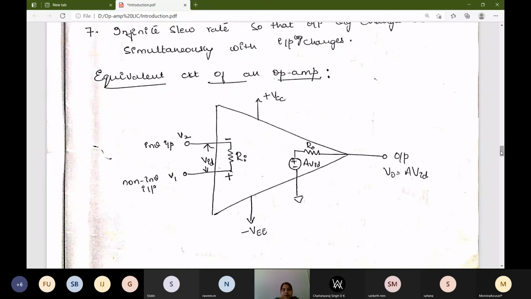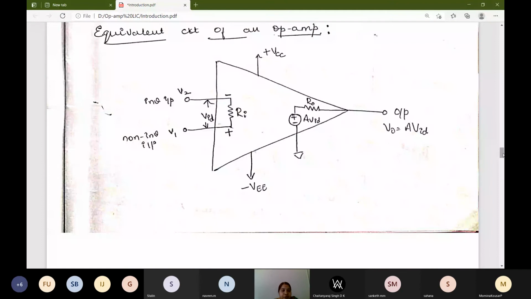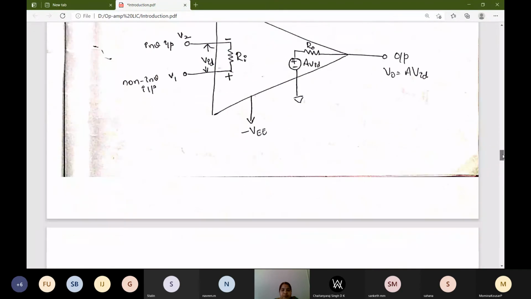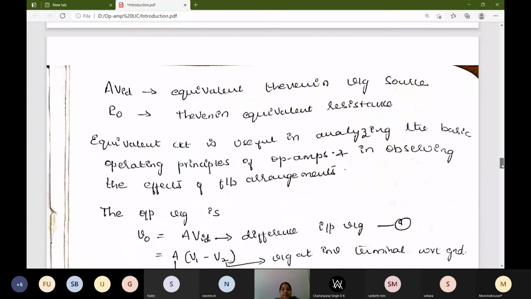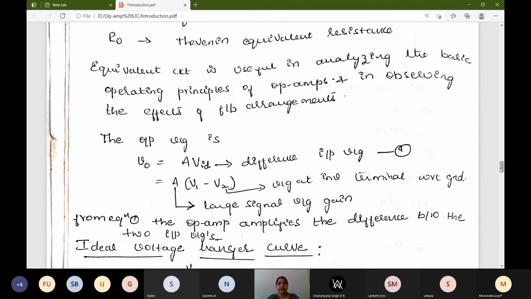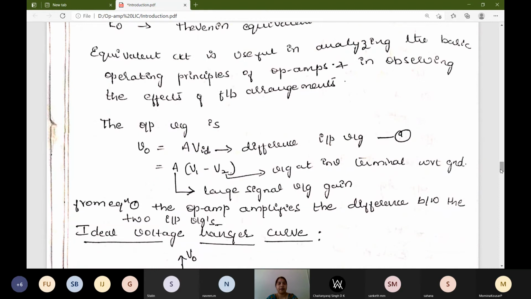So this is the equivalent circuit of an op-amp having input resistance, output resistance and supply voltage, and it has two inputs V1 and V2. AVID represents the equivalent Thevenin's voltage source and R0 represents the Thevenin equivalent resistance. The equivalent circuit is useful in analyzing the basic operating principles of op-amps; still we have not gone into feedback.